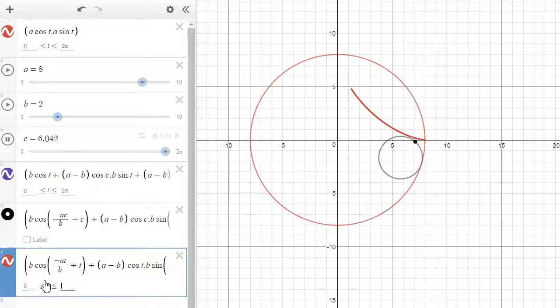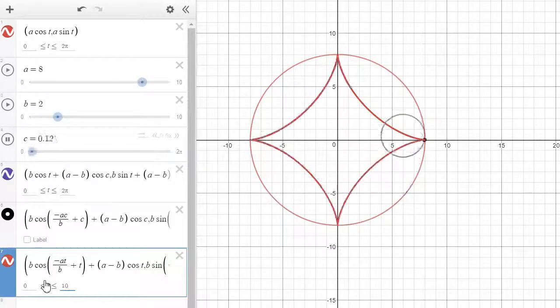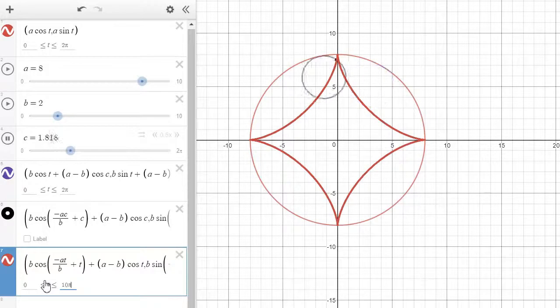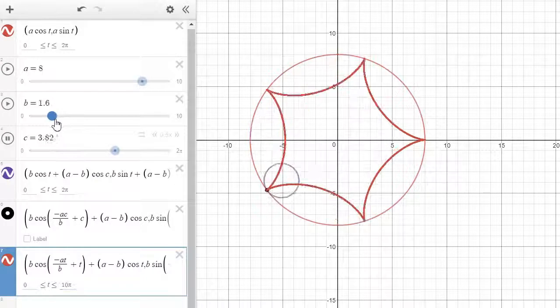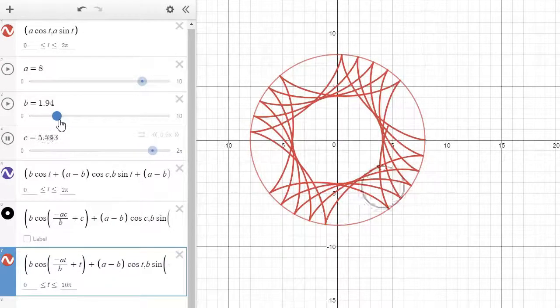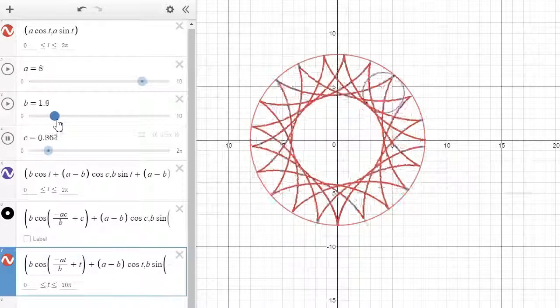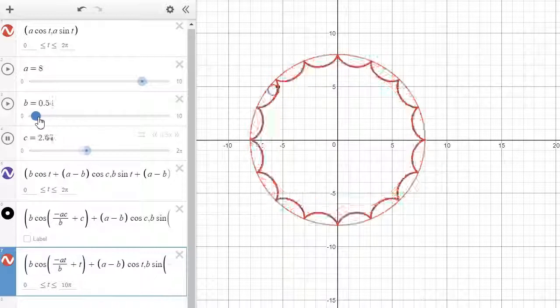Instead of doing 2 pi, I'm going to get it to spin around, let's say 5 times, so that would be 10 pi. So now it's spinning around 10 times. Now if we vary the radius of the small circle, it will change accordingly. If we make this circle really small, it will look something like this.